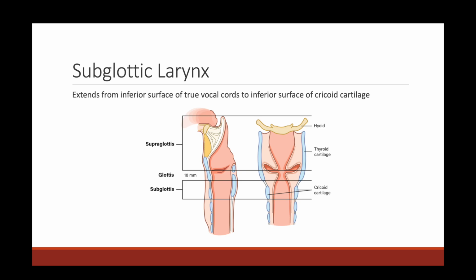The subglottic larynx then is the area that is inferior to the glottic larynx, and it extends from the inferior surface of the true vocal cords to the inferior surface of the cricoid cartilage. What's important to keep in mind is that early stage tumors that are confined to the vocal cords don't have to be treated with elective nodal irradiation. We can just treat the larynx because they have a low risk of lymph node metastasis.